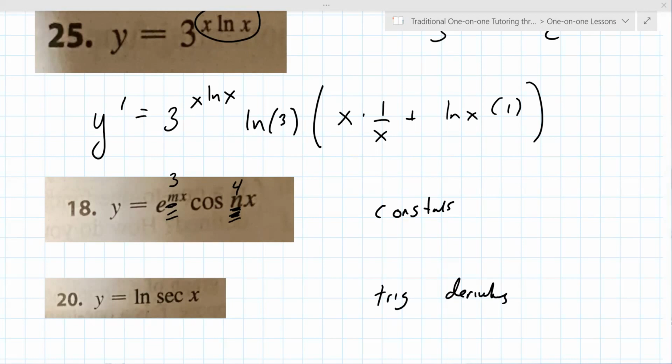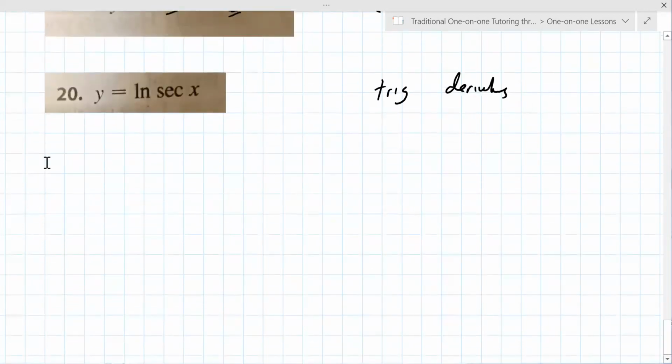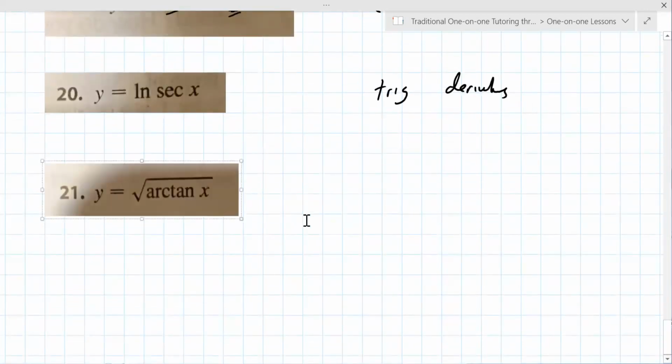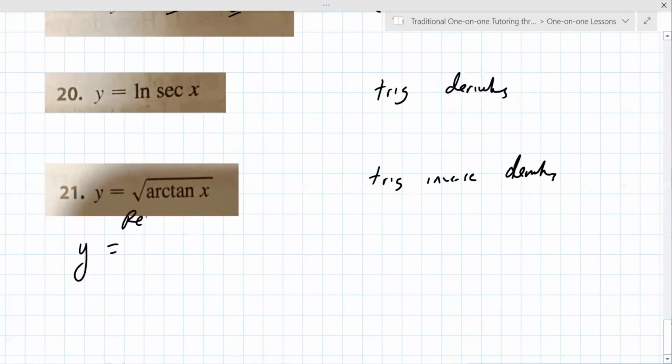Number 21 is emphasizing inverse trig derivatives. Again, it could be arctangent or arcsecant, so get those to memory. But furthermore, it also involves what I call a rewrite step. This is really tan inverse of x, just another way to write it, but it's to the 1/2 power. Some of these require you to know how to rewrite them.